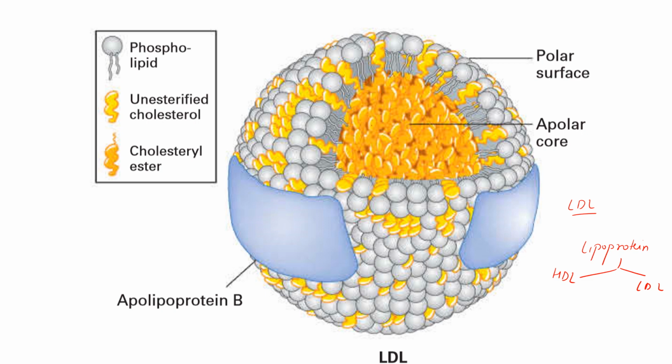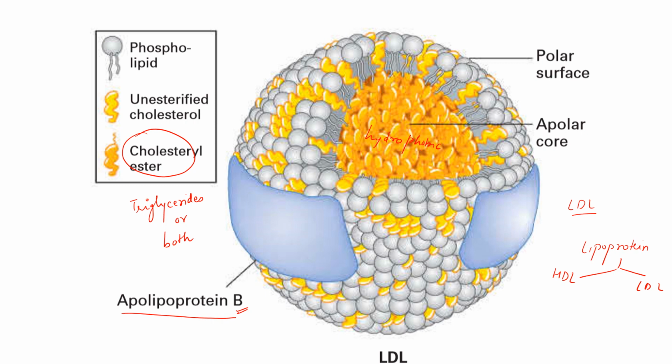The inner core is hydrophobic, containing cholesterol esters, triglycerides or both. It contains only a single molecule of one type of apolipoprotein, that is apolipoprotein B, and this protein appears to wrap around outside the particle as a band of the protein. This apolipoprotein B plays a major role in the binding of LDL receptor to its ligand.